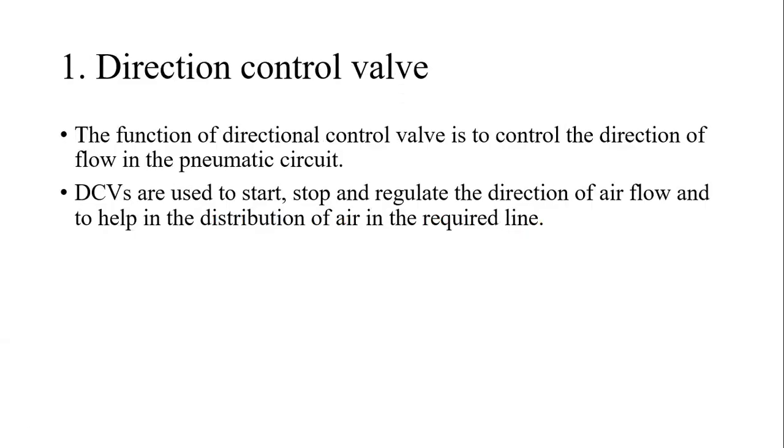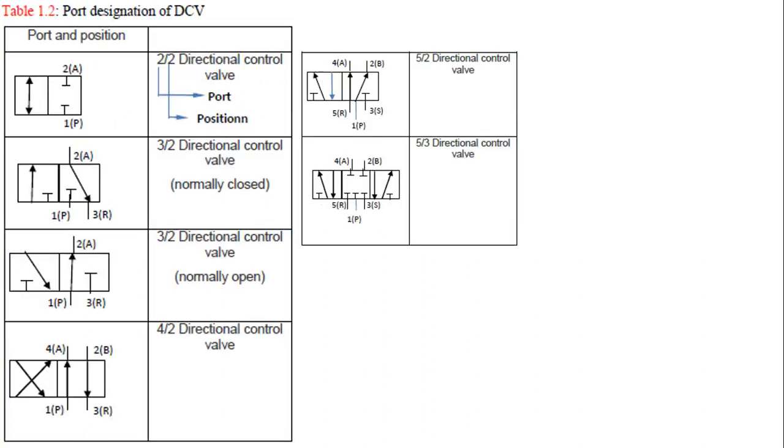Next, let's first talk about the direction control valve. The function of a direction control valve is to control the direction of flow in a pneumatic circuit. Direction control valves are used to start, stop, and regulate the direction of air flow and to help in the distribution of air in the required line. So two major functions: one is to control the direction of flow, second is to start, stop, regulate the direction of airflow and to help in the distribution of air in the required line. These we have already discussed in detail, that is the designation of direction control valve.